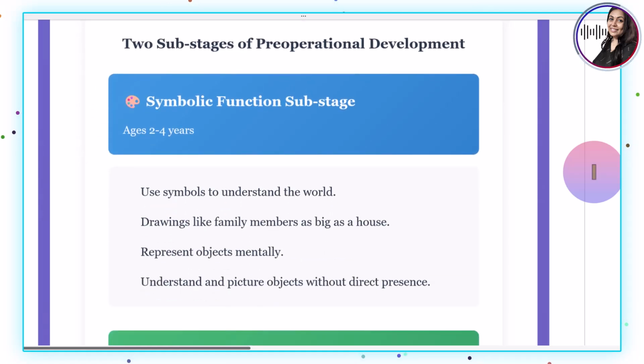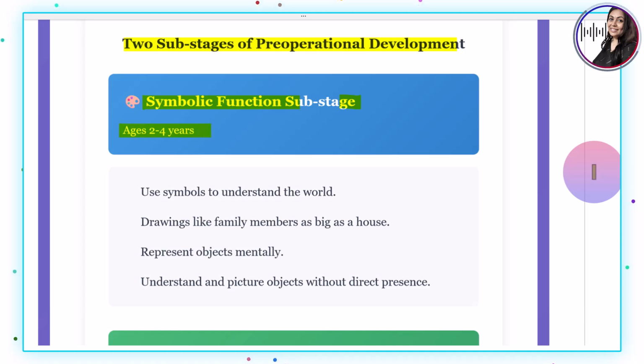From an exam perspective, remember that the pre-operational stage focuses on language development and the use of symbols to represent objects, a statement that has been directly asked multiple times. The pre-operational stage is further divided into 2 substages. The first is the symbolic function substage, typically from ages 2 to 4.